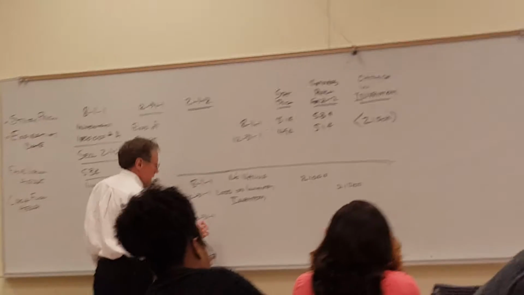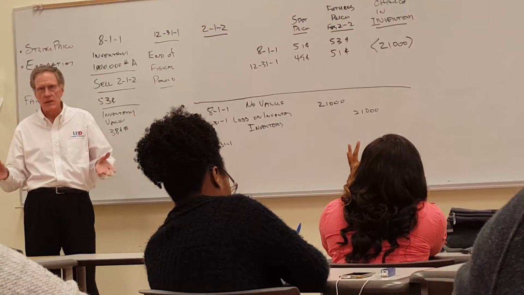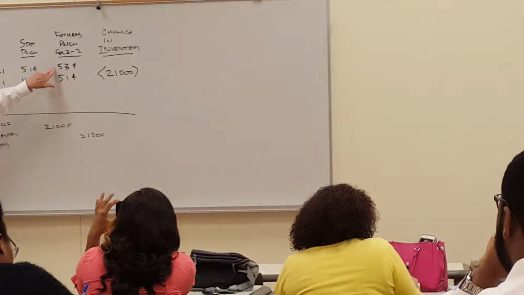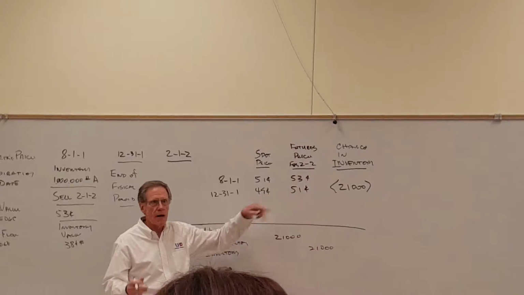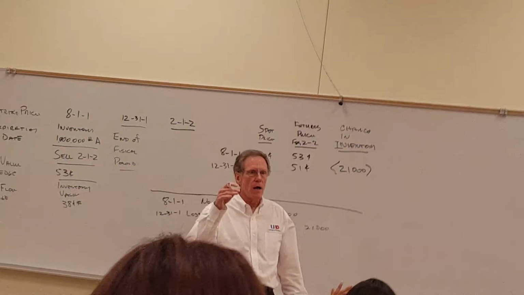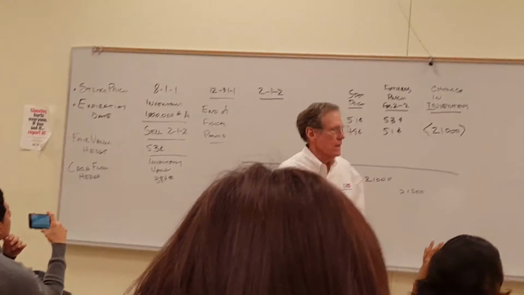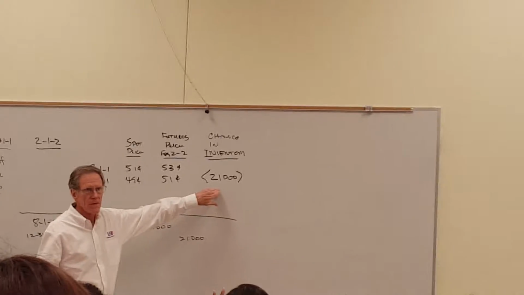The other item we need to record is what's happened with the derivatives. Well, the derivative that we sold for 53 cents, we can buy back for 51, so we have a profit there. Yes, why 21,000 and not 20? This was given in the profit. Oh.